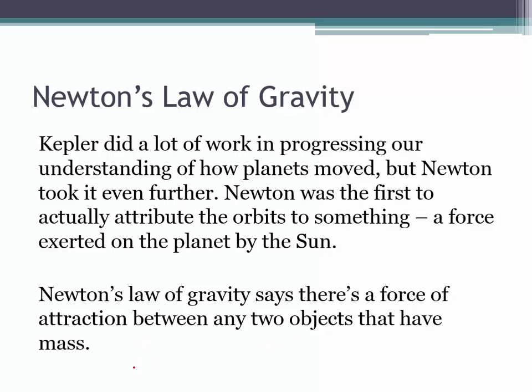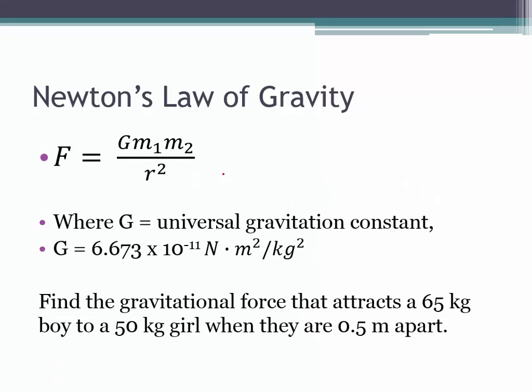So Newton's law of gravity says there's a force of attraction between any two objects with mass. And this is what it looks like. We did this last year, but the force of gravity is equal to the gravitational constant G times m1 m2 over r squared. So your two masses over the distance between them. G is your gravitational constant. Here is what it's equal to. And this number is on your formula chart as well, so you don't need to memorize it.